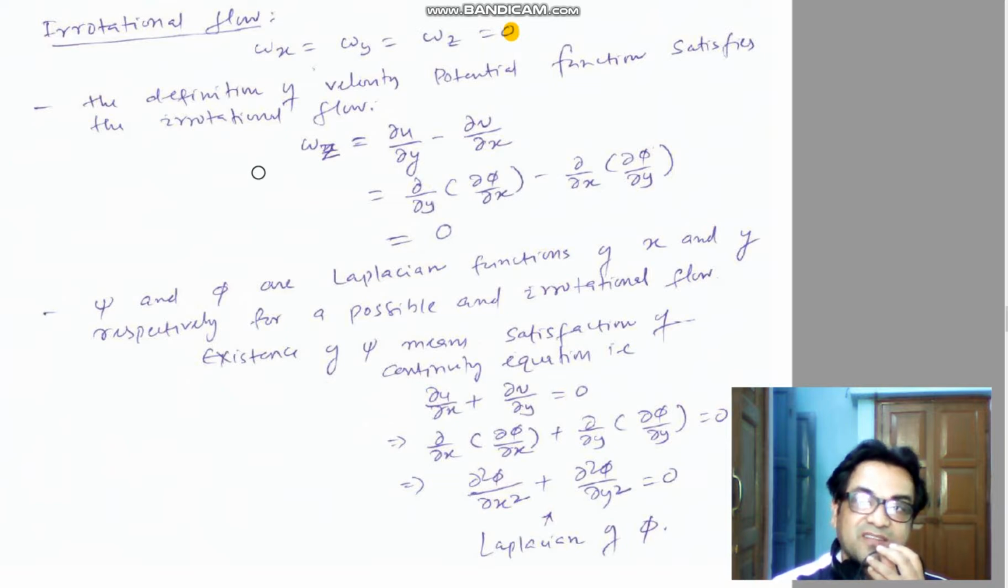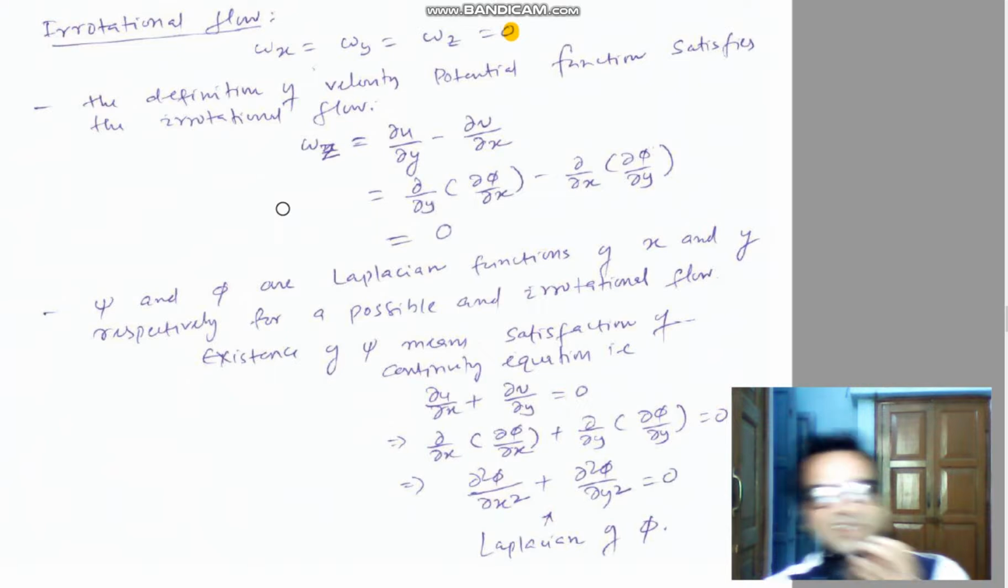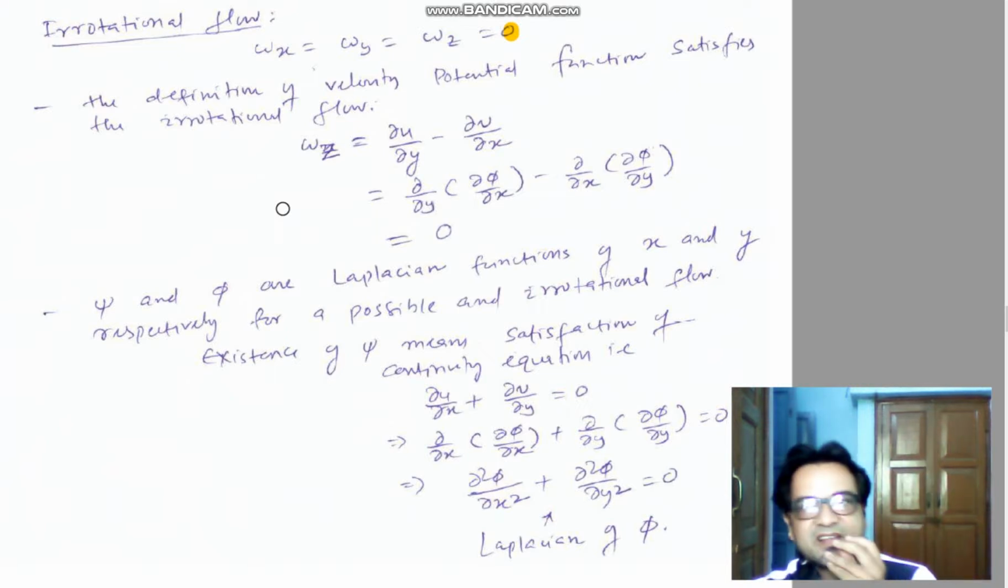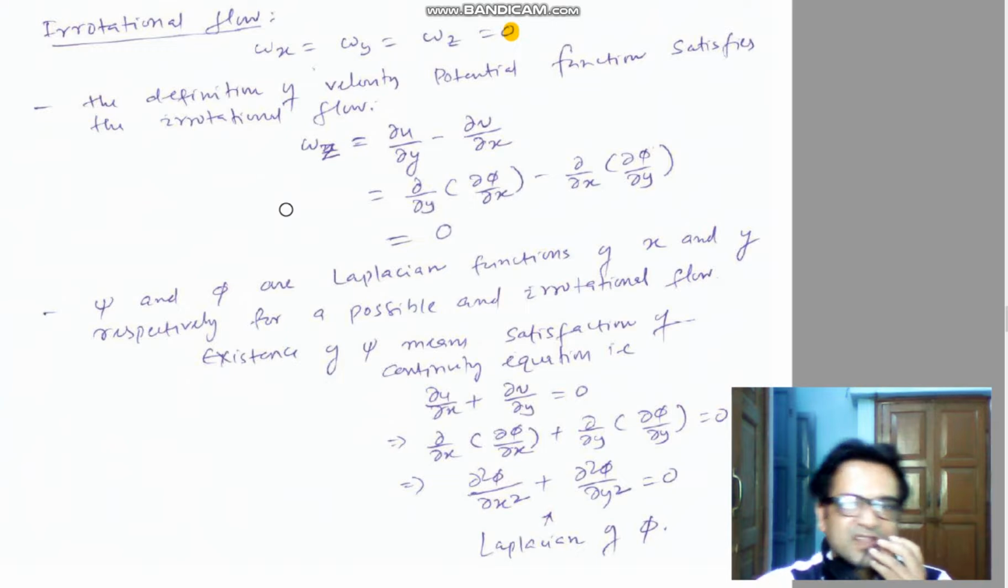When a stream function exists, we have already discussed: a stream function exists when a flow is a possible flow, that is, if the flow satisfies the continuity equation. Now the velocity potential function exists when the flow is irrotational. So for an irrotational flow, the velocity potential function exists. So you find out omega x, omega y, omega z. If all the three components are 0, then the flow will be irrotational.